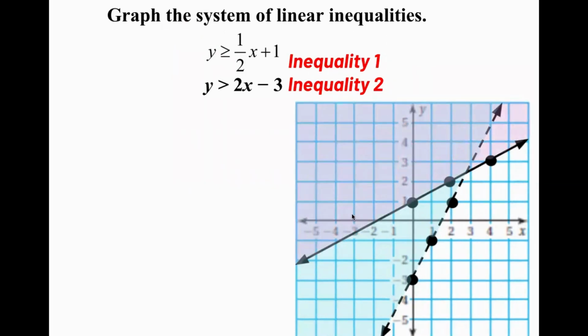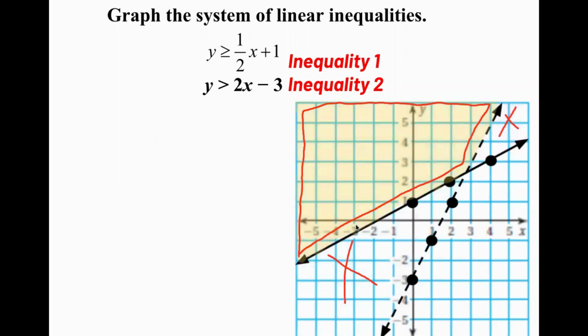And remember that to represent your solution, you only want to include the portion where the shadings overlap. So you would erase your shading right here and in this portion, and just keep this shading that is right here. And your final graph would look like this.